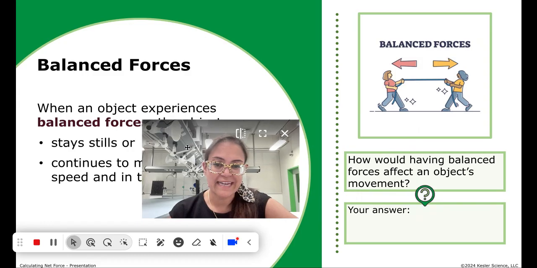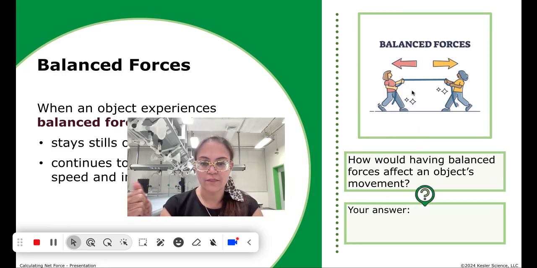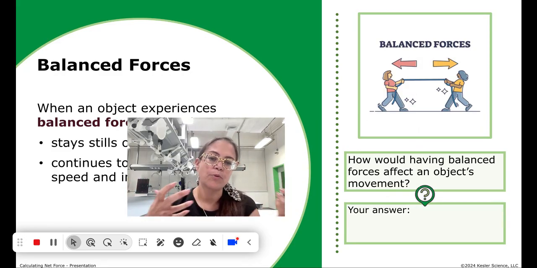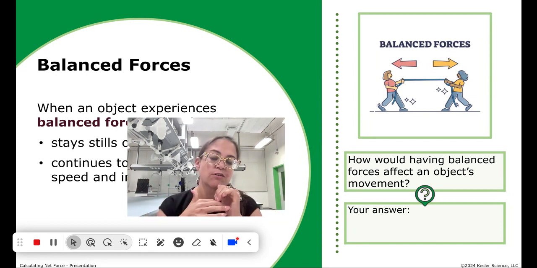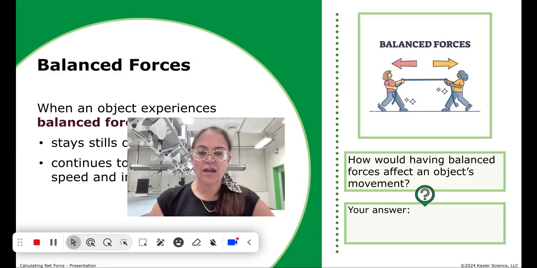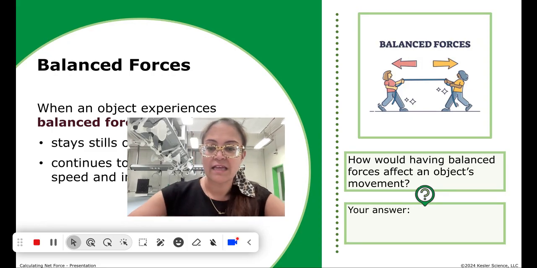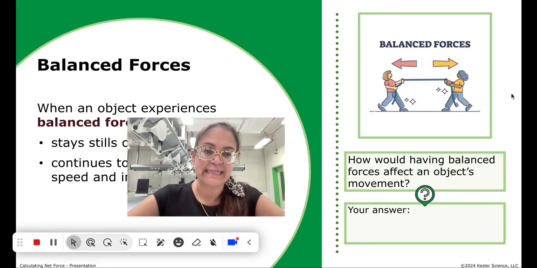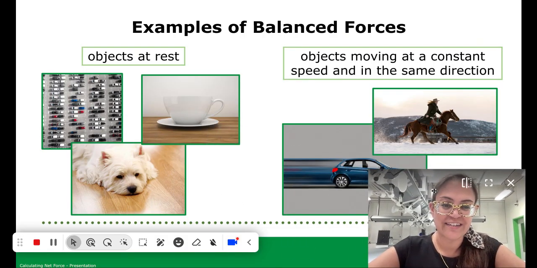Let me see what's behind me over here. So we have these two guys. They are pulling on the rope, doing tug of war. They are pulling in opposite directions with the same amount of force, and so nothing's going to happen. They're not going to go anywhere. And so how would having balanced forces affect an object's movement? And the answer is it won't. It won't affect the movement at all. It will stay completely the same. Let me put myself back over here.